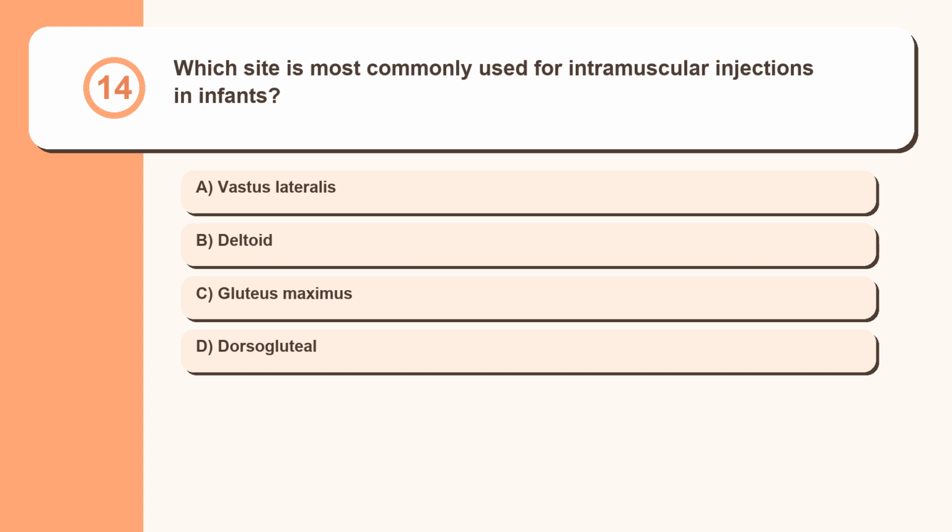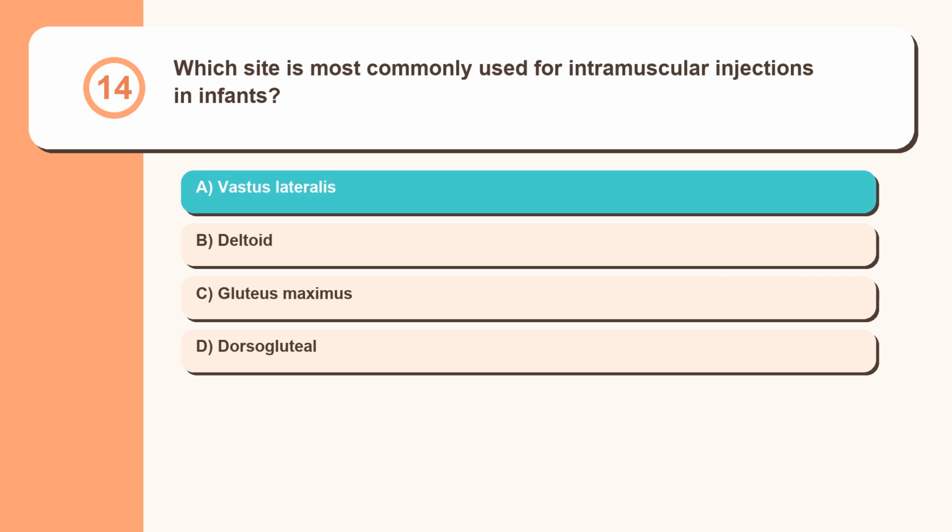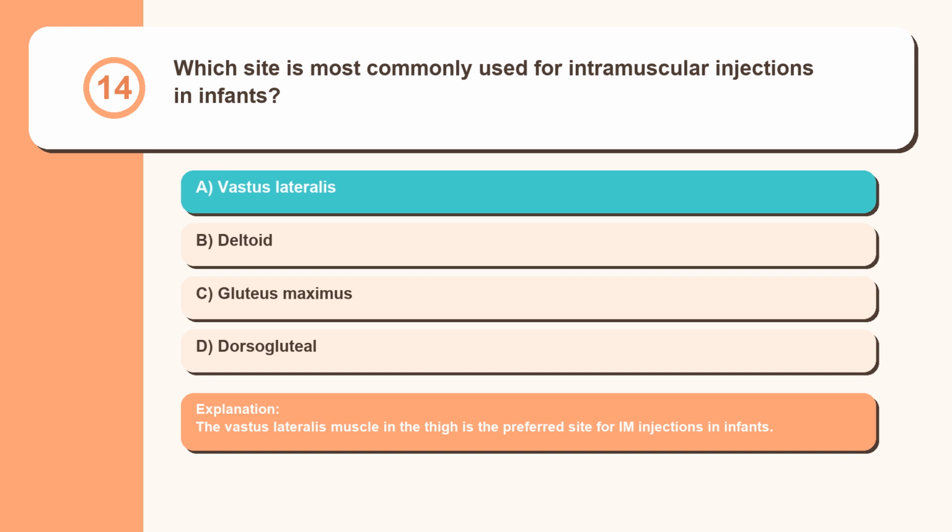Question 14. Which site is most commonly used for intramuscular injections in infants? Vastus lateralis, deltoid, gluteus maximus, dorsogluteal. The vastus lateralis muscle in the thigh is the preferred site for IM injections in infants.